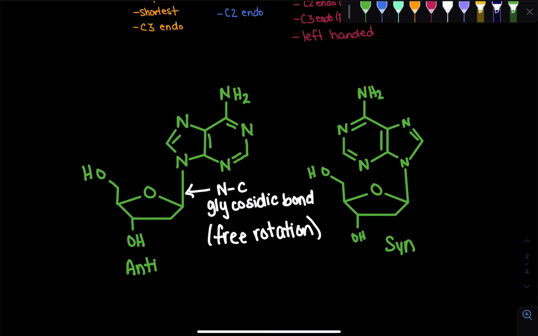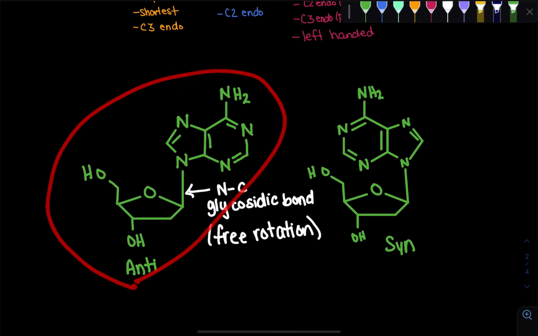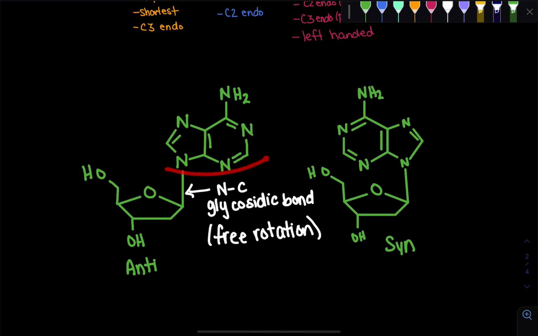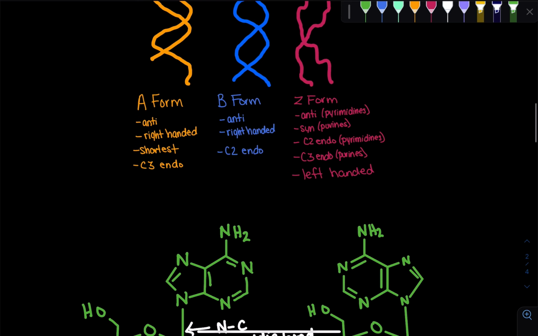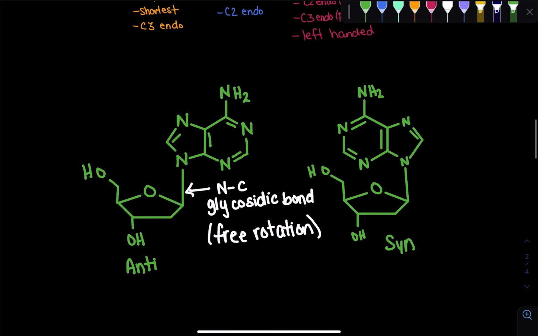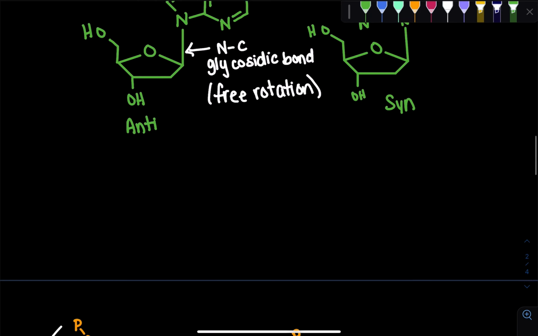So when we say that the A and B form of DNA are anti, we essentially mean that this is the orientation that's occurring, where the nitrogenous base points away from that sugar, because this N-C bond is a glycosidic bond which is free to rotate. Whereas in the Z form, when we see that syn conformation in the purines, it's a result of the nitrogenous base pointing inwards towards the sugar.